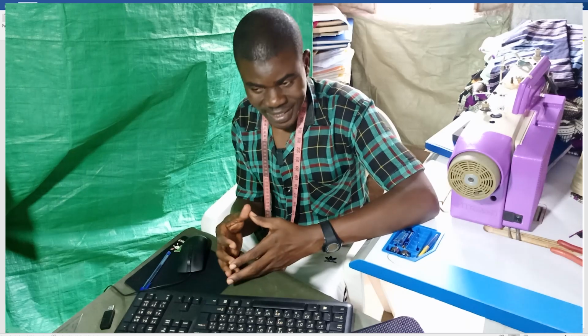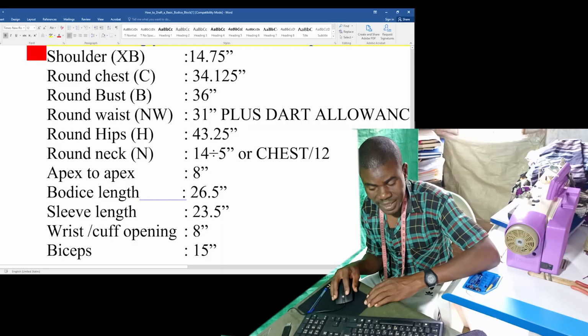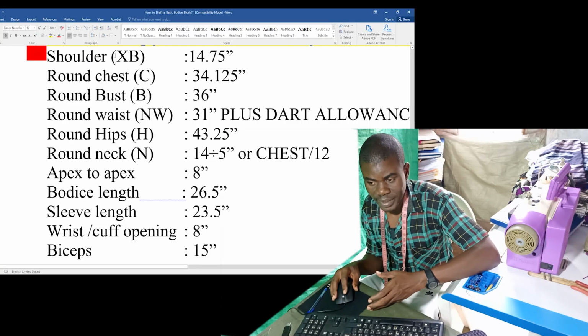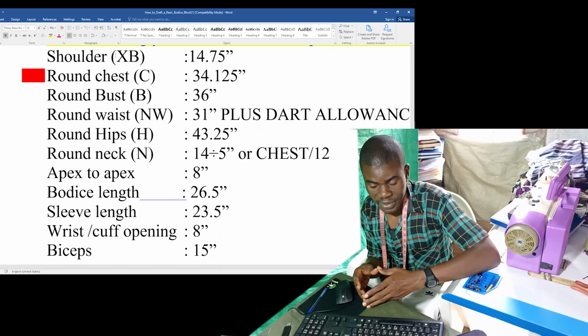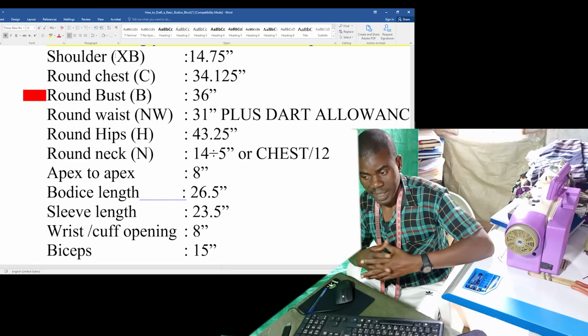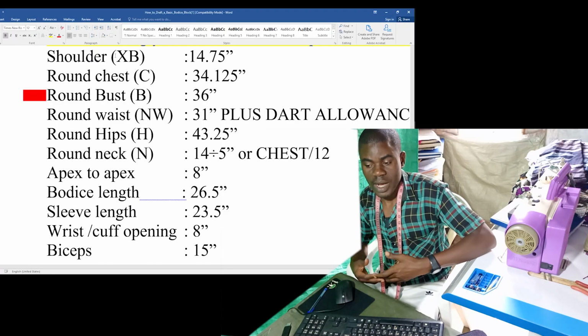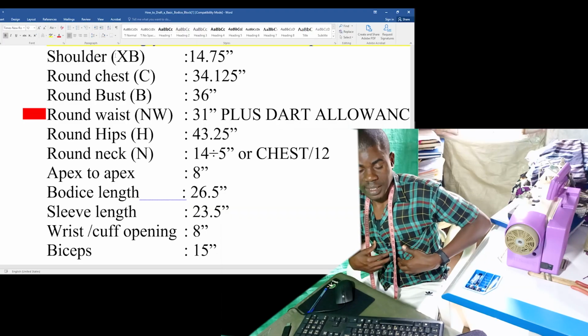Here are the exact body measurements that are needed for this project. You will need the shoulder to shoulder measurement, which I abbreviate as XB. Then you need the round chest or chest circumference. You also need the bust circumference. Then you need the waist measurement, this is the natural waist circumference for ladies.